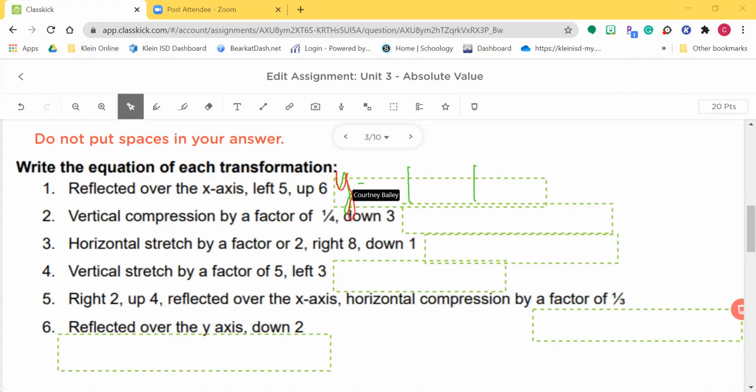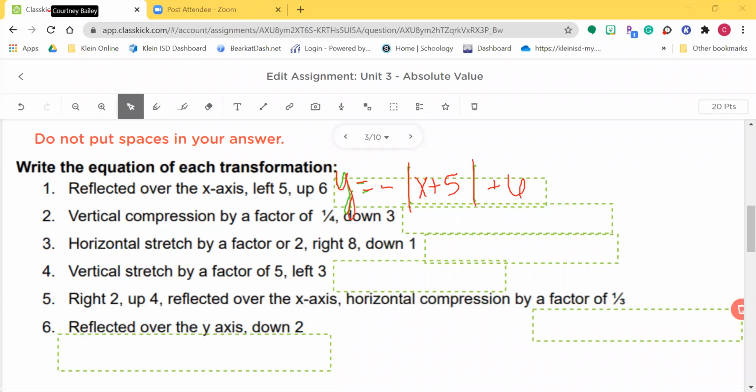Okay. Reflect. What symbol goes with the word reflect? Negative. X-axis means I'm jumping up and down. So is it inside or outside? Outside. Left 5, plus or minus? Minus. X plus 5. Up 6, plus or minus? Plus 6. Plus 6, very good.